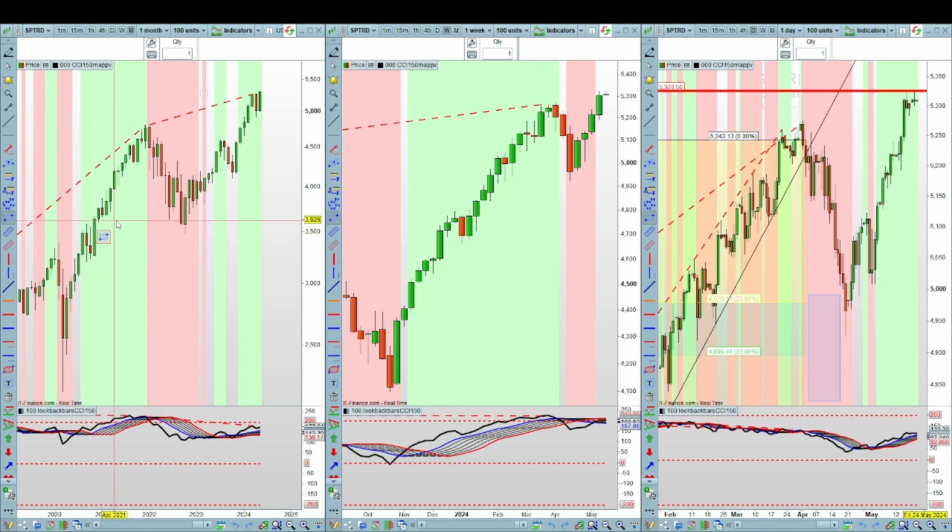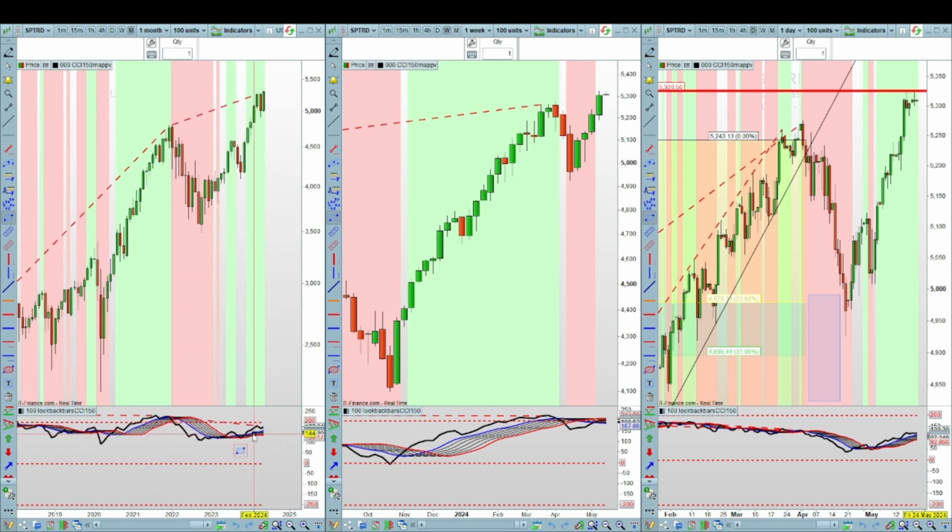Going to the US market, the SP 500. You can see here on the monthly, we're bullish. The CCI is trending above the moving average band. Although do note we've got a bearish divergence, lower highs on the CCI versus higher highs on the price. That's a bearish divergence on the monthly.